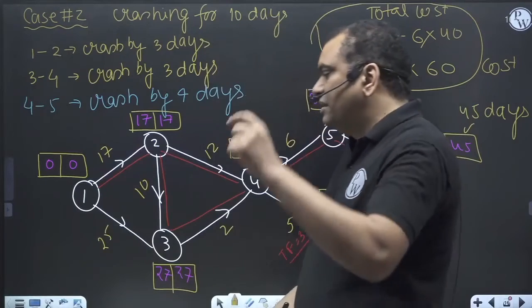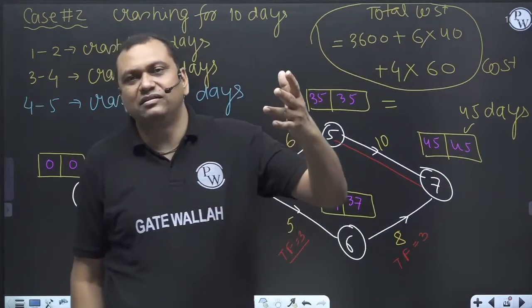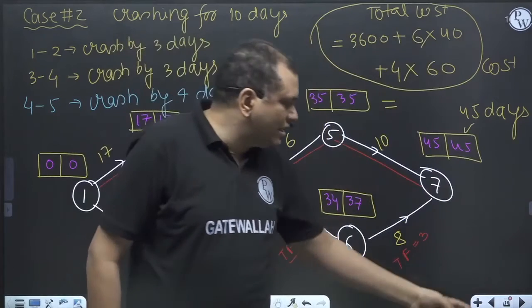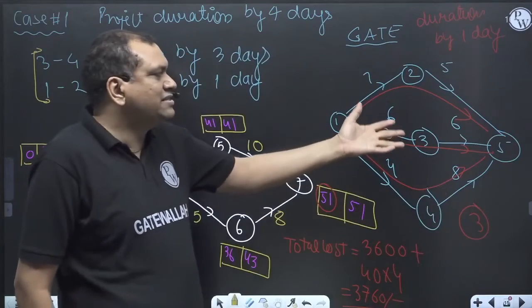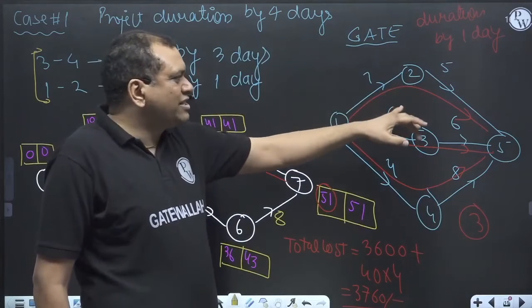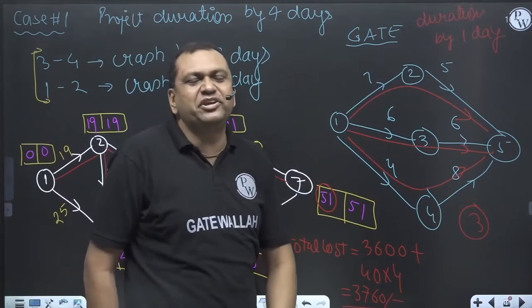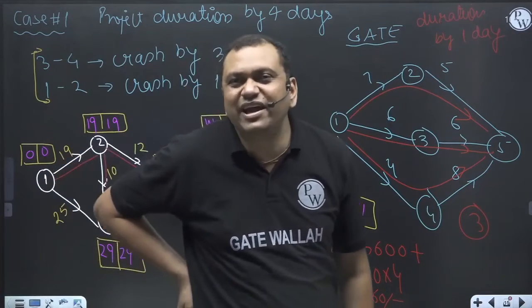Next point, if there are multiple parallel critical paths like this, to decrease the project duration, I need to crash one activity on each critical path. To decrease the project duration, I need to crash one activity on each path.